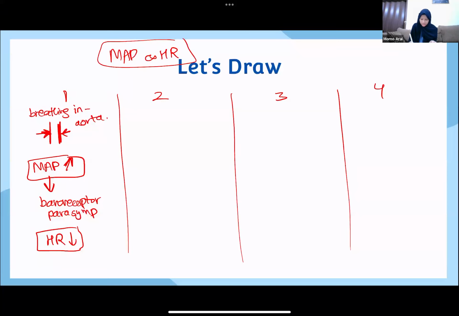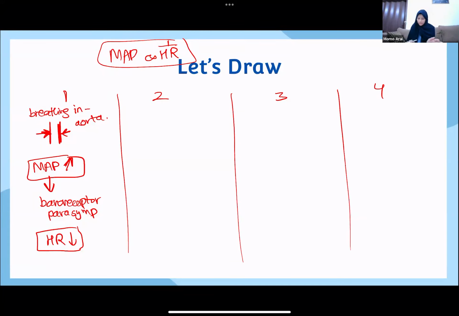Okay, we'll see how that happens. So first phase, MAP increases because of compression of the aorta, right? And then that stimulates the baroreceptor reflex to release parasympathetic, which tries to do everything to keep your MAP down, and that's why heart rate, stroke volume, everything decreases, right?